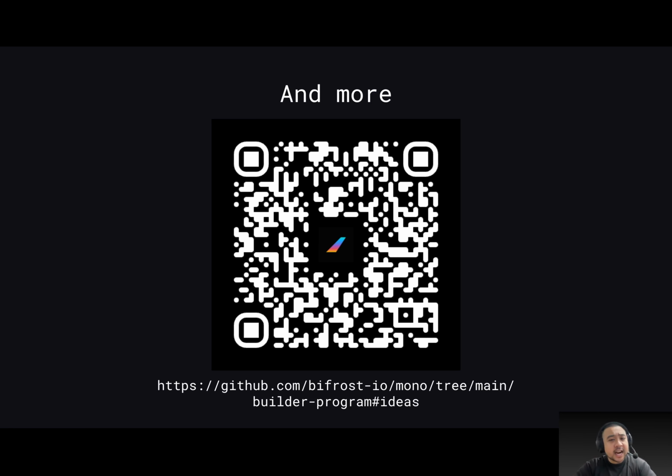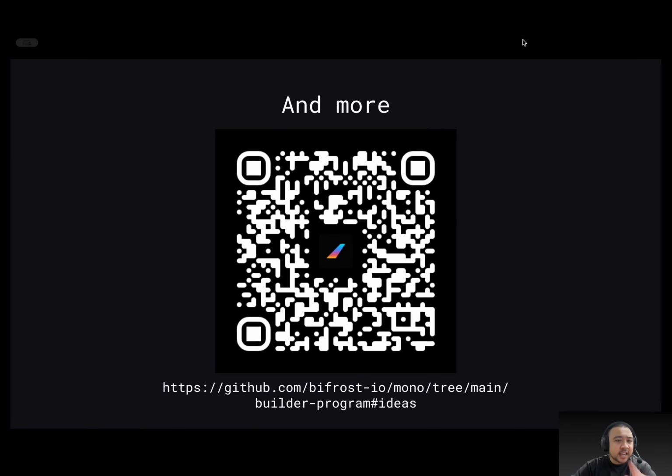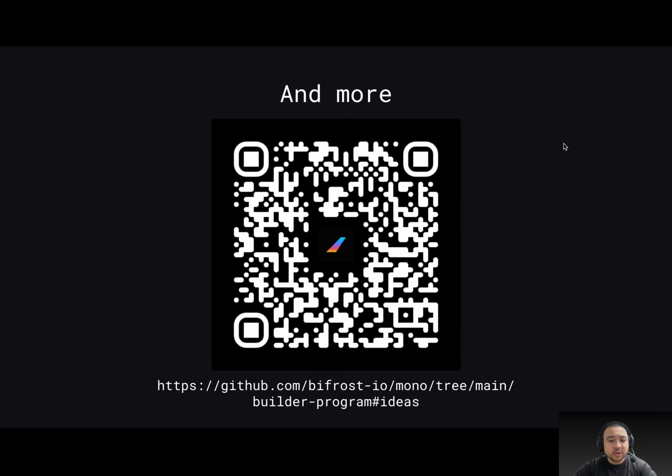Anyway, besides that idea, the no-loss token launchpad, I also put a bunch of other ideas on this link right here. You can scan the QR code to go to the GitHub, and you'll see a bunch of ideas on there. I wrote a bunch, and you feel free to take inspiration from these ones.